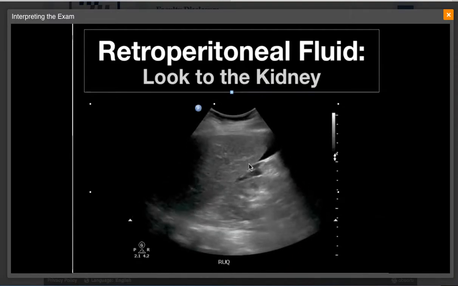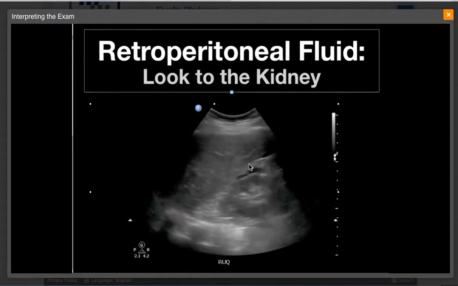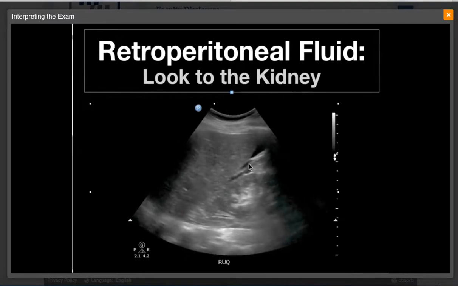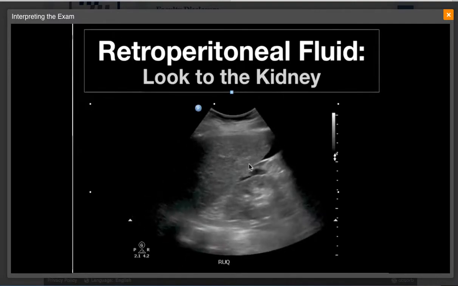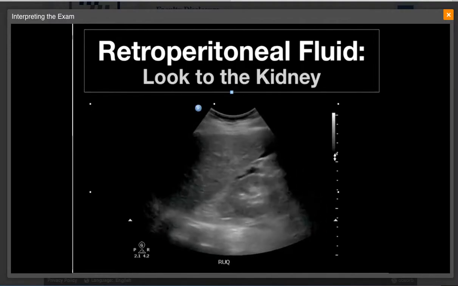So the presence of the retroperitoneal fluid in this patient with a very large AAA made it much more likely that this patient had rupture. He was emergently taken to the operating room where he was found to have a ruptured AAA.